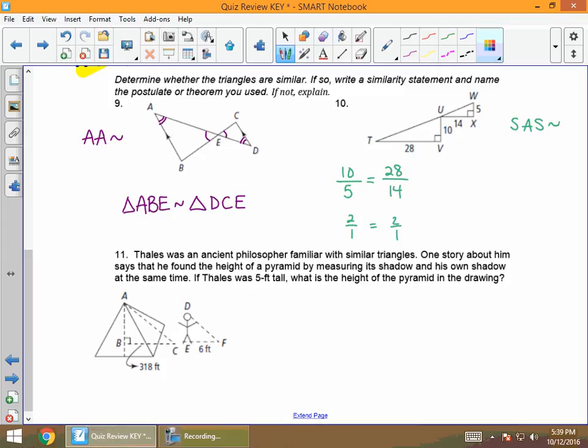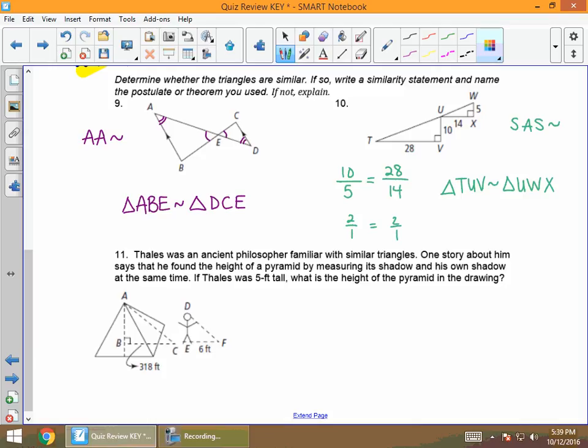Let's write a similarity statement. The big triangle down here in the lower left, I'll call it, I don't know, triangle TUV. It's similar to triangle... so angle T, and so that's going to be U. And then where the U is, that'll be W. And where the V is, that'll be X. You do have to be a little careful on this one.